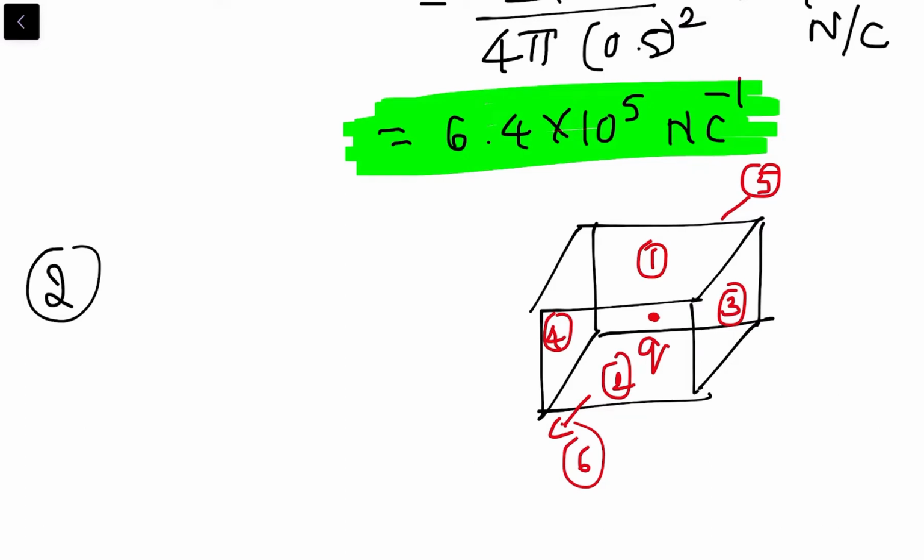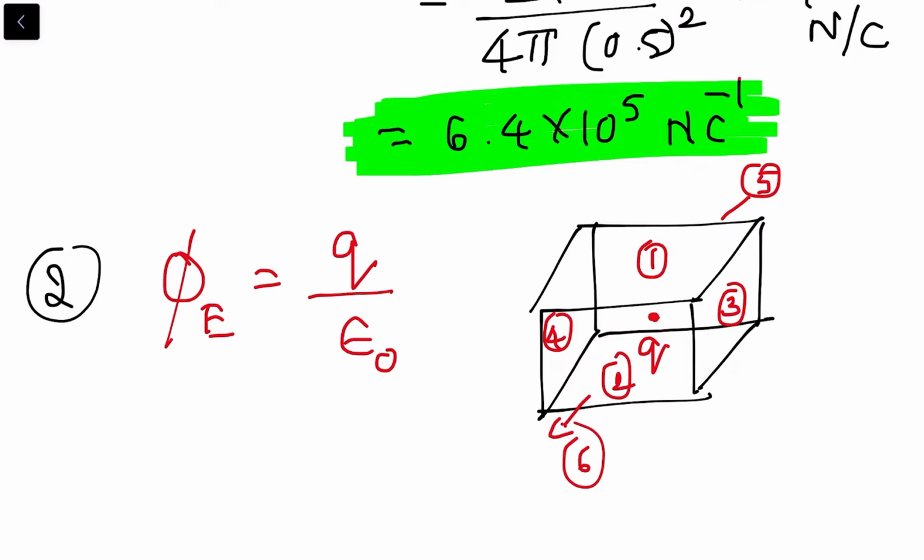So the flux is passing through 6 surfaces. Therefore, what will be the answer now? Flux through 6 surfaces is equal to, totally for all the surfaces, Q by epsilon naught. The charge is placed at the center, so the flux is passing through 6 surfaces.